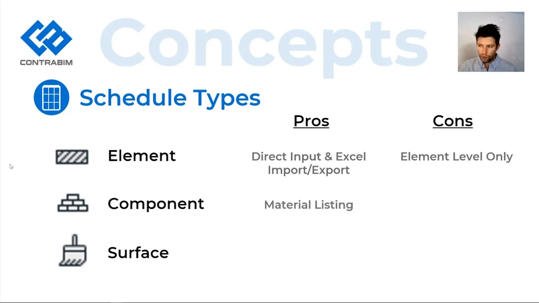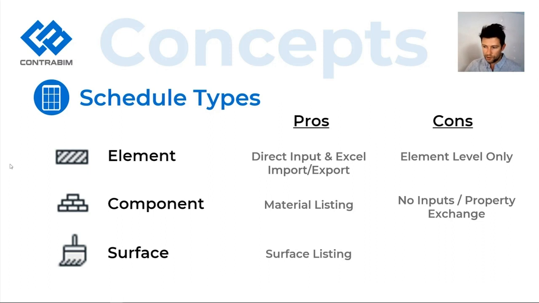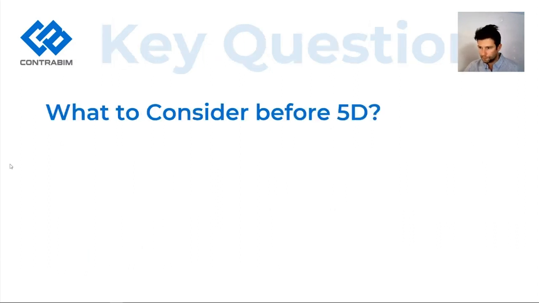Component schedules. So obviously for tapping into material takeoffs within composite structures and complex profiles, this is the way to do it. But there are some cons here. We can't actually input information directly into our component schedules, and there is no property exchange as we have with our element schedules. Same thing with the surfaces. Obviously, to get the surface listing, this is a good way to go, but we don't have any direct inputs or exchanges of properties through these schedules.